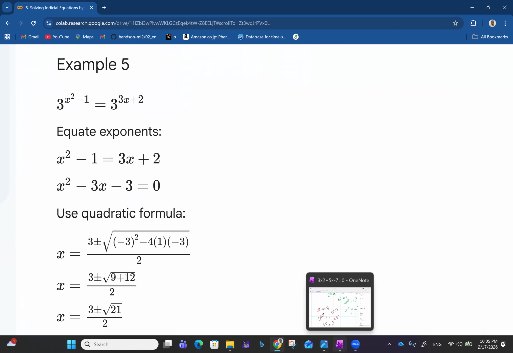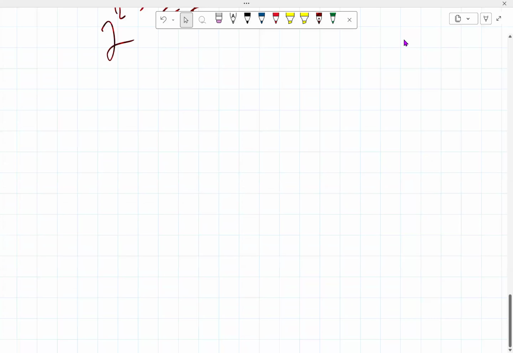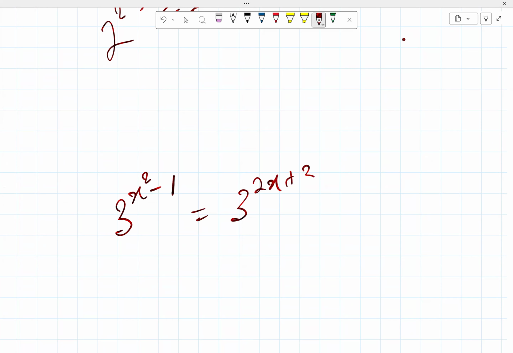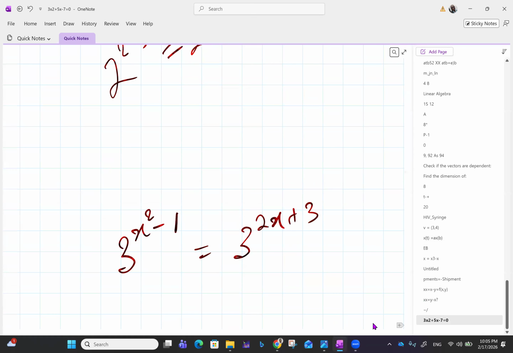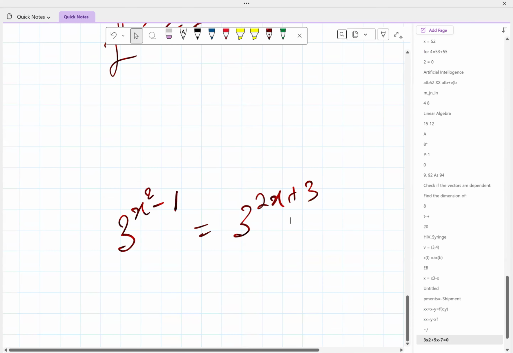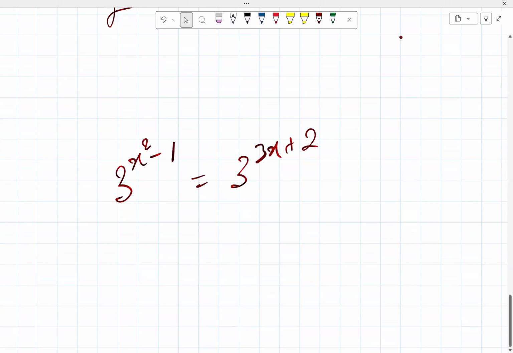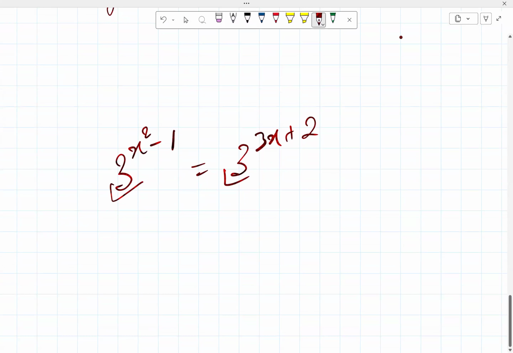You have 3 raised power x squared minus 1 equals 3 raised power 3x plus 2. This is all we need to deal with because the base is the same, so we can equate the power. So we have x squared minus 1 equals 3x plus 2.